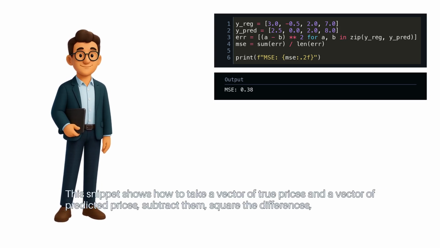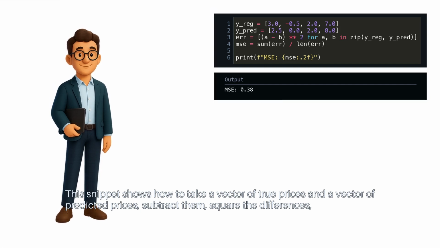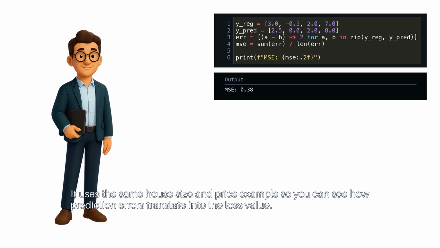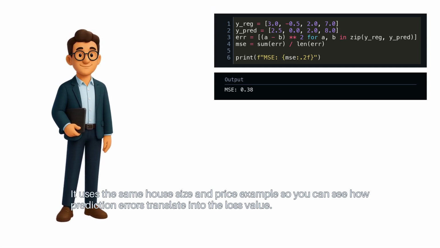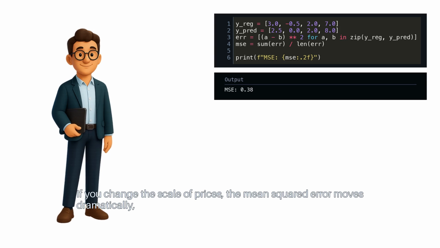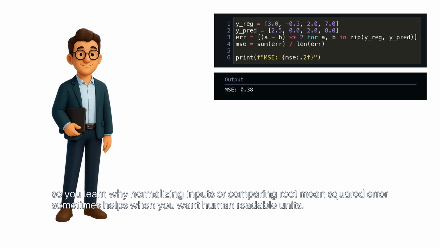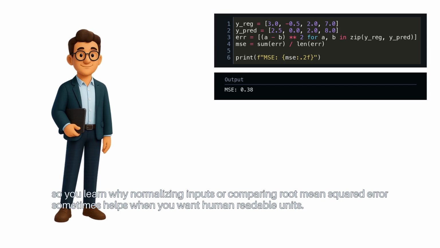This snippet shows how to take a vector of true prices and a vector of predicted prices, subtract them, square the differences, average those squares, and print the resulting number. It uses the same house size and price example so you can see how prediction errors translate into the loss value. If you change the scale of prices, the mean-squared error moves dramatically. So you learn why normalizing inputs or comparing root mean-squared error sometimes helps when you want human-readable units.